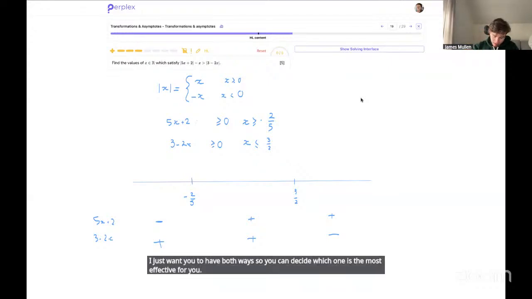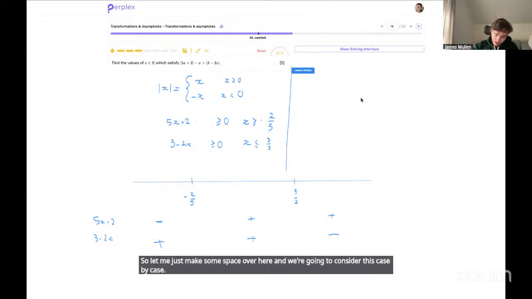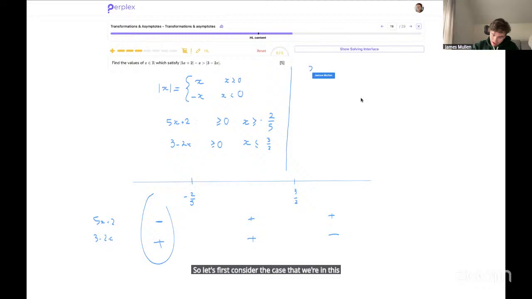So let me just make some space over here, and we're going to consider this case by case. So let's first consider the case that we're in this region, okay? So x less than minus 2 over 5. Why am I doing that?